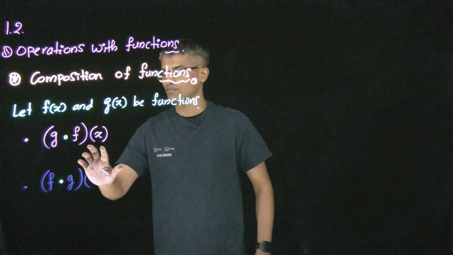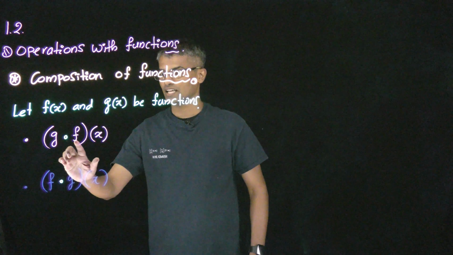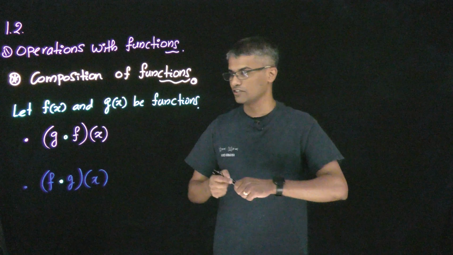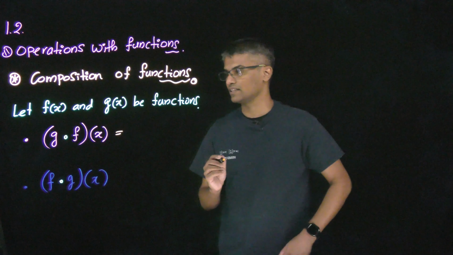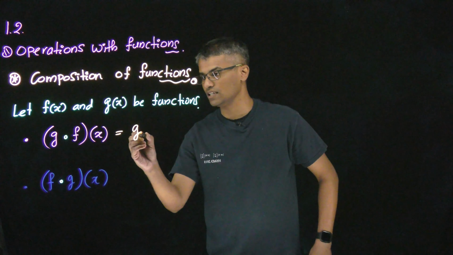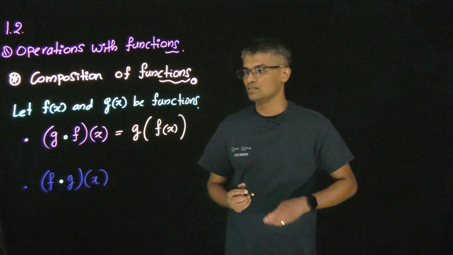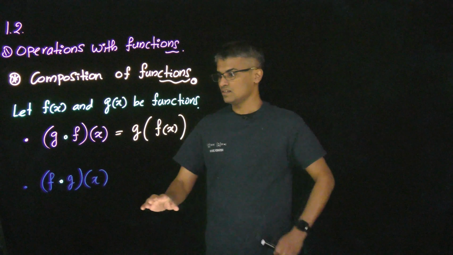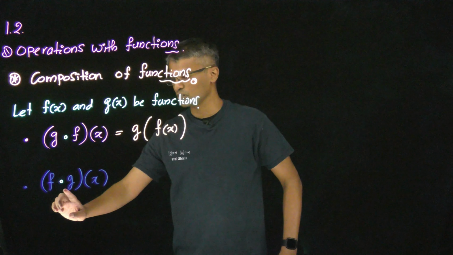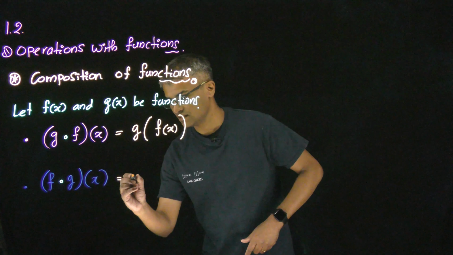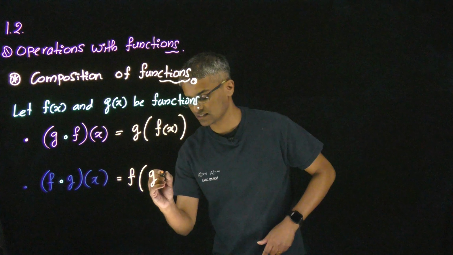So this notation means g composition f of x, and this is defined like this. So we have g of f of x. The second operation is f composition g of x, and this means f of g of x.